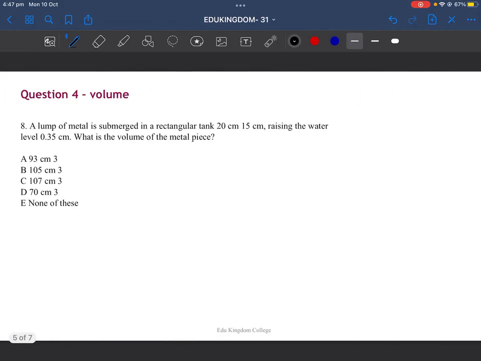Next, question 4, volume. A lump of metal is submerged in a rectangular piece 20 centimeters by 15, raising the water level by 0.35 centimeters. What is the volume of the metal piece? Now, this question is definitely not difficult at all, but it's just the idea that volume displaced, or in other words, volume that is added or moved, is the volume of the object.